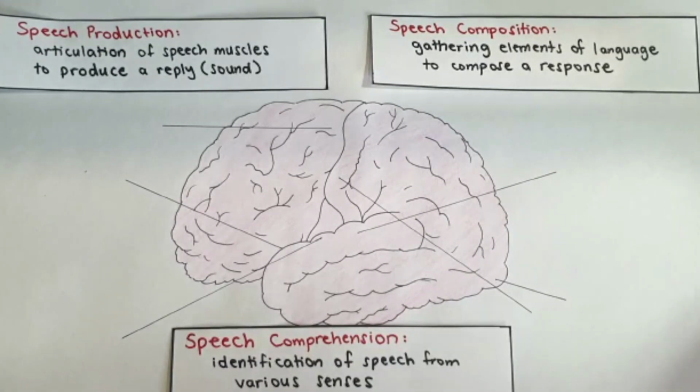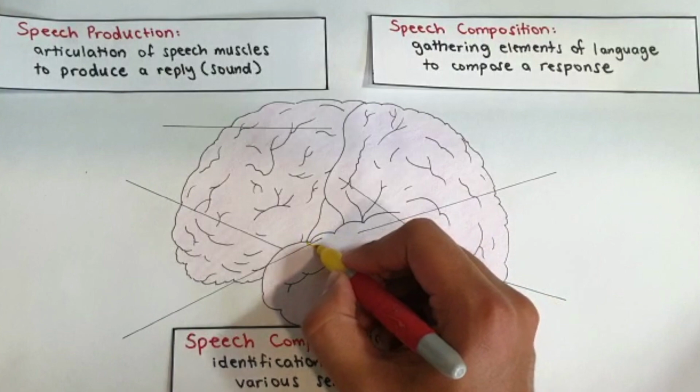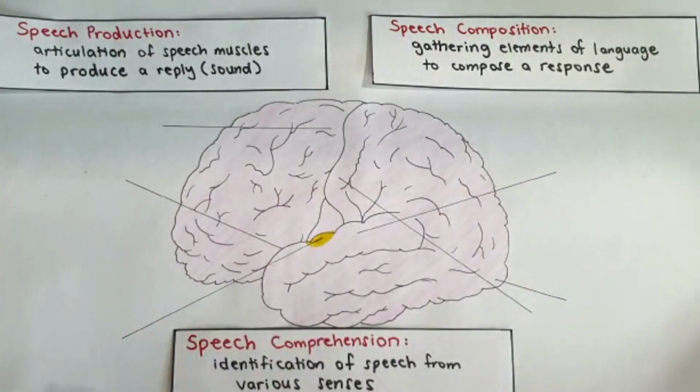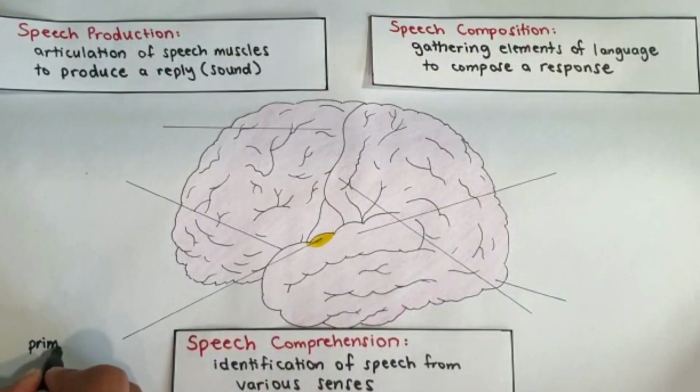So first I'm going to talk about speech comprehension, which is defined as the identification of speech from various senses. So, what are the different senses that trigger a response for a person to speak? Now, there are three different areas. The first area that I'm going to point out is known as your primary auditory cortex. Now, the primary auditory cortex is located somewhere in this area. So I'm going to go ahead and point that out. This is your primary auditory.